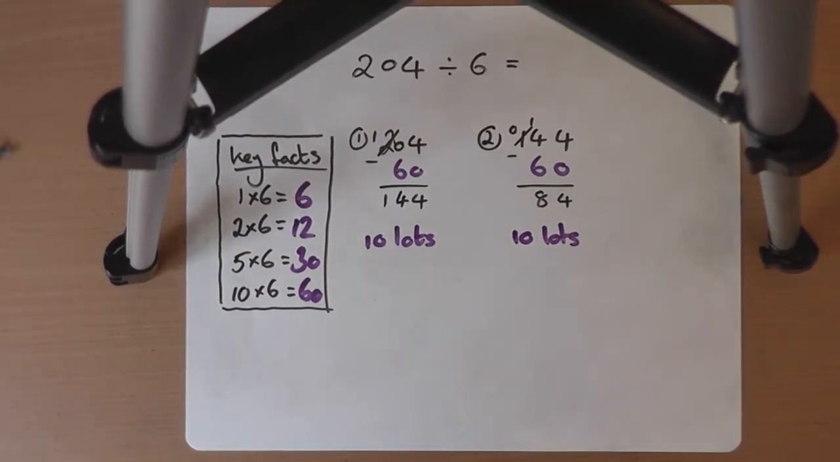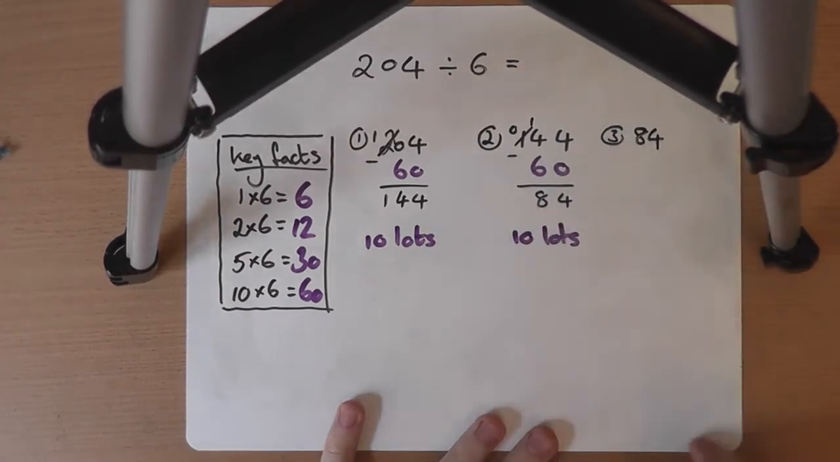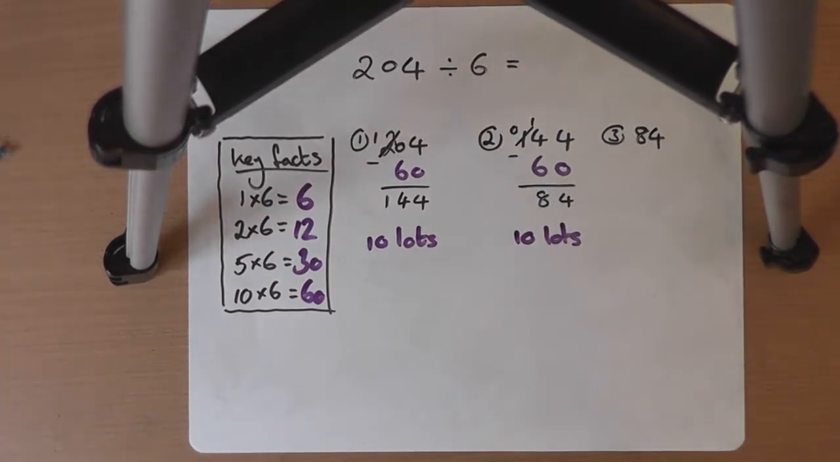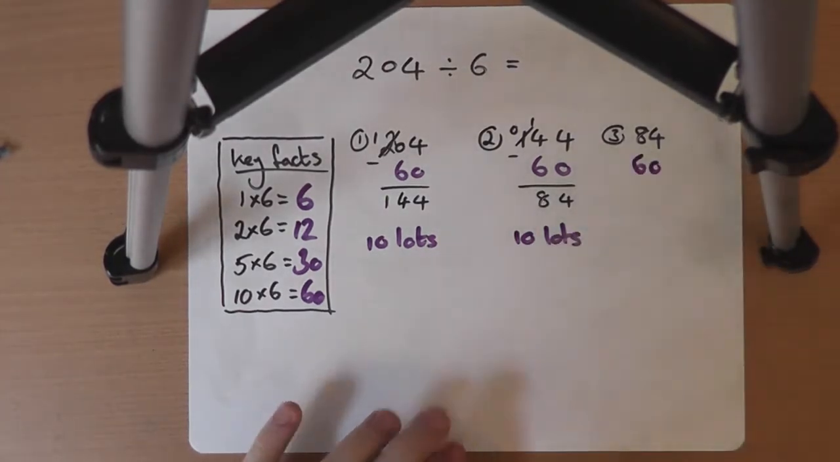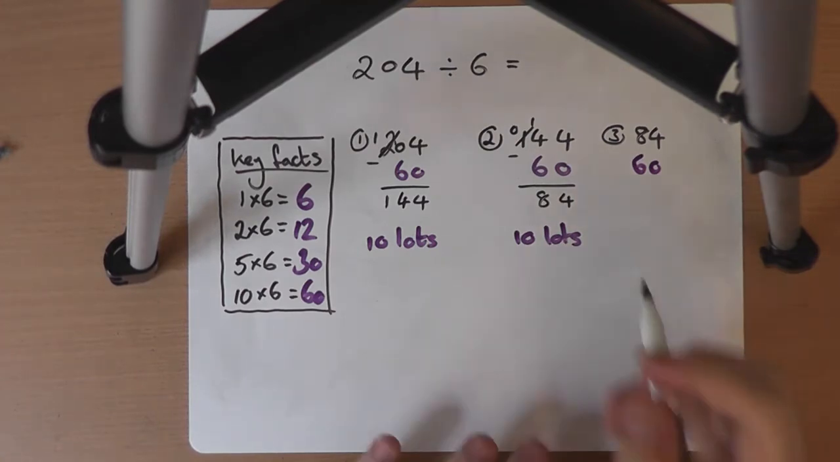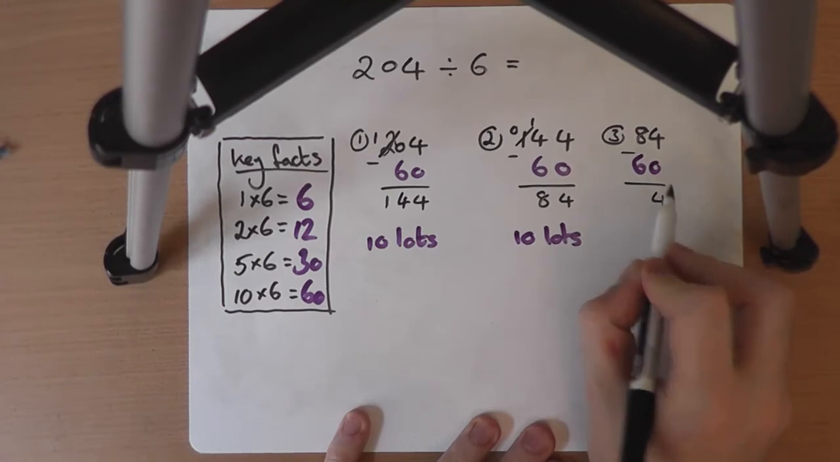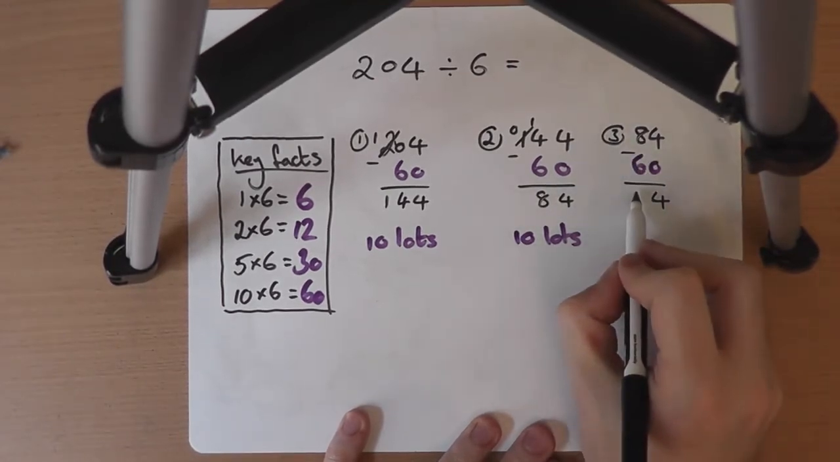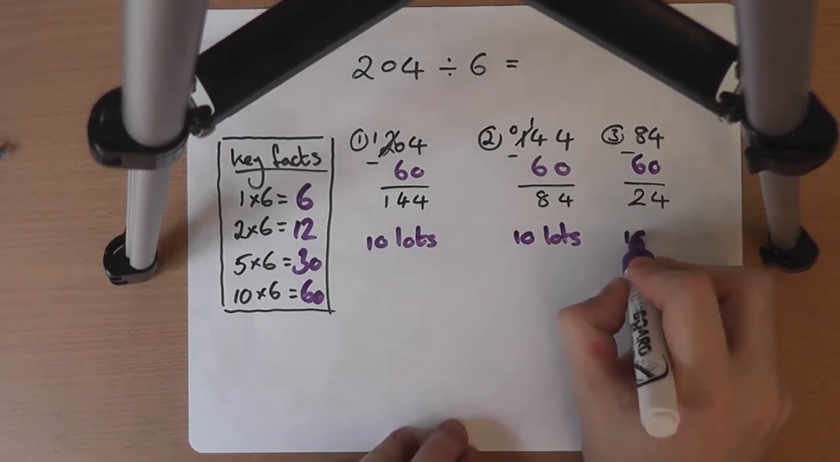We've still got some stuff left, so I'm going to look at my key facts and choose another chunk of 6 to take away. We could set up a third sum then. I've got 84 at this point. Look at my bank of key facts. I could take another 60 away. I'm using it 3 times, but that's absolutely fine because I'm taking away the biggest chunk of 6s each time. 84, take away the 60. Well, 4 units take 0 is 4 units. 8 tens take 6 tens, 2 tens. And again, I've taken away 10 lots.